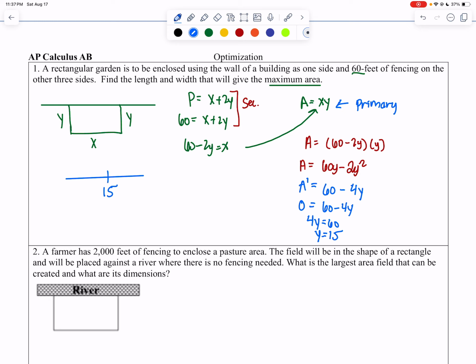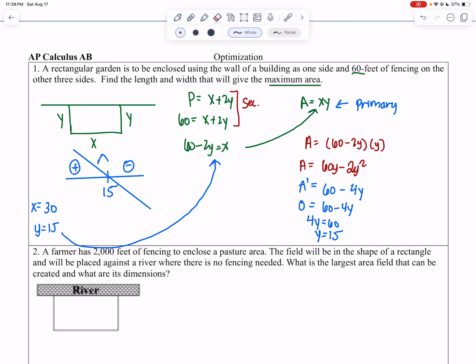Now, our derivative is easy peasy lemon squeezy because it's just a linear function with a negative slope. So my function should look like that, where anything to the left of 15 is positive and anything to the right of 15 is negative. Based off of that, because I have a sign change from positive to negative at 15, this tells me that Y is equal to 15 is going to give us our maximum area. And once again, to find X, we're just going to plug in 15 into my secondary equation and see that X is 30. And then, once again, if I multiply, this is going to give me 450 square feet.